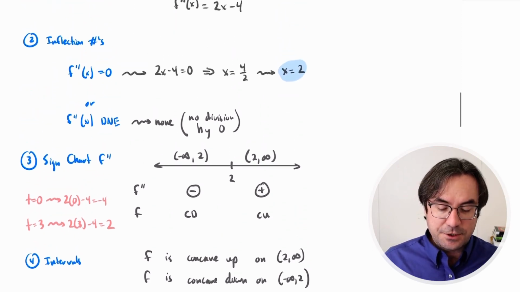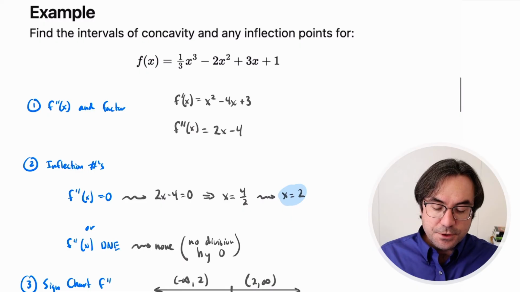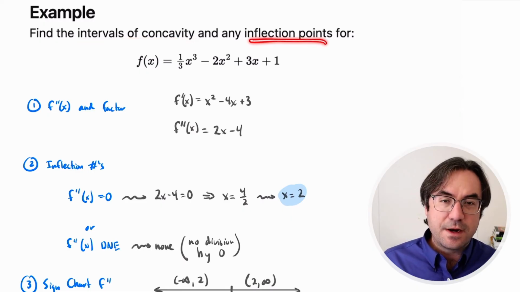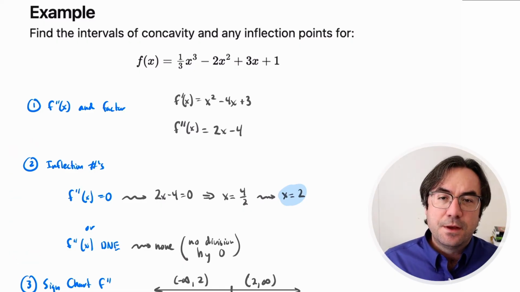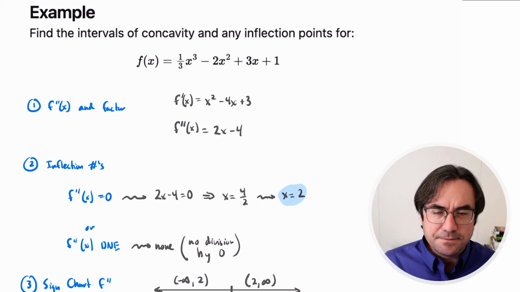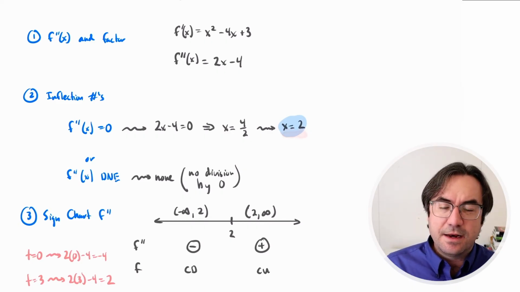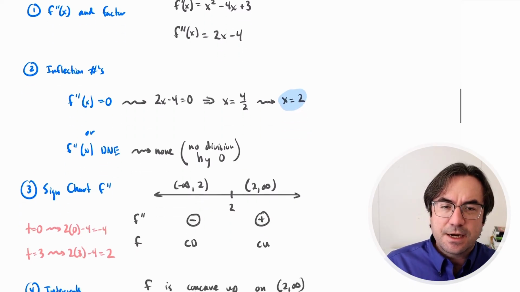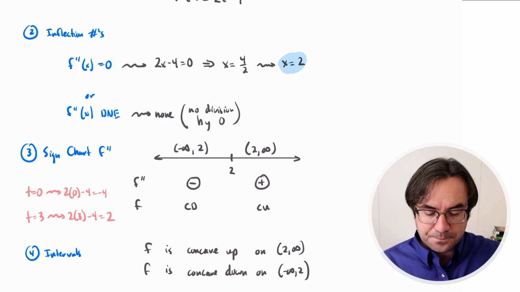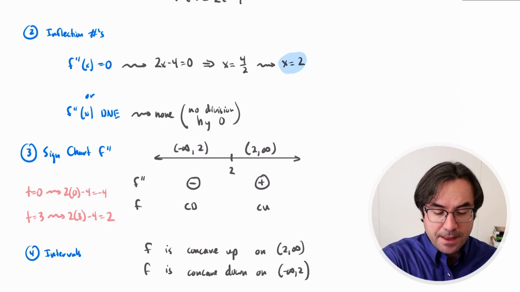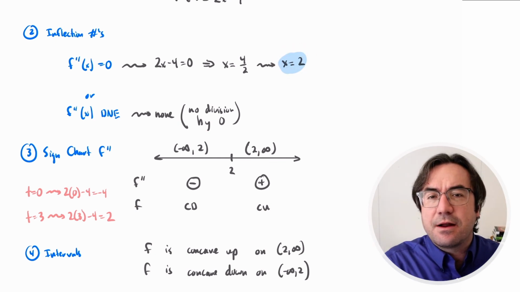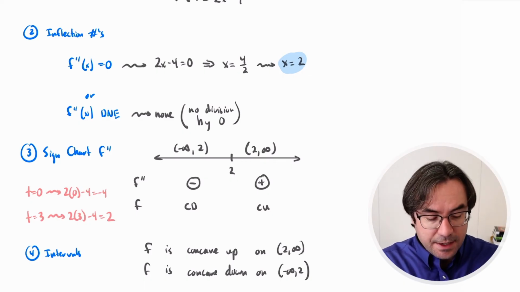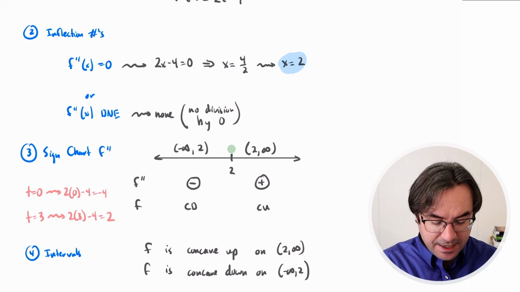Now we want to look for the inflection points. So we got our intervals of concavity. We want to look for any inflection points. The x values that we found in step 2 are really the possible places where we might have an inflection point. We just got to check one extra thing. Well, actually, two extra things. This x value has to be in the domain of our function, and we'll figure that out along the way. The main thing here, though, is that we need to see a change in concavity.